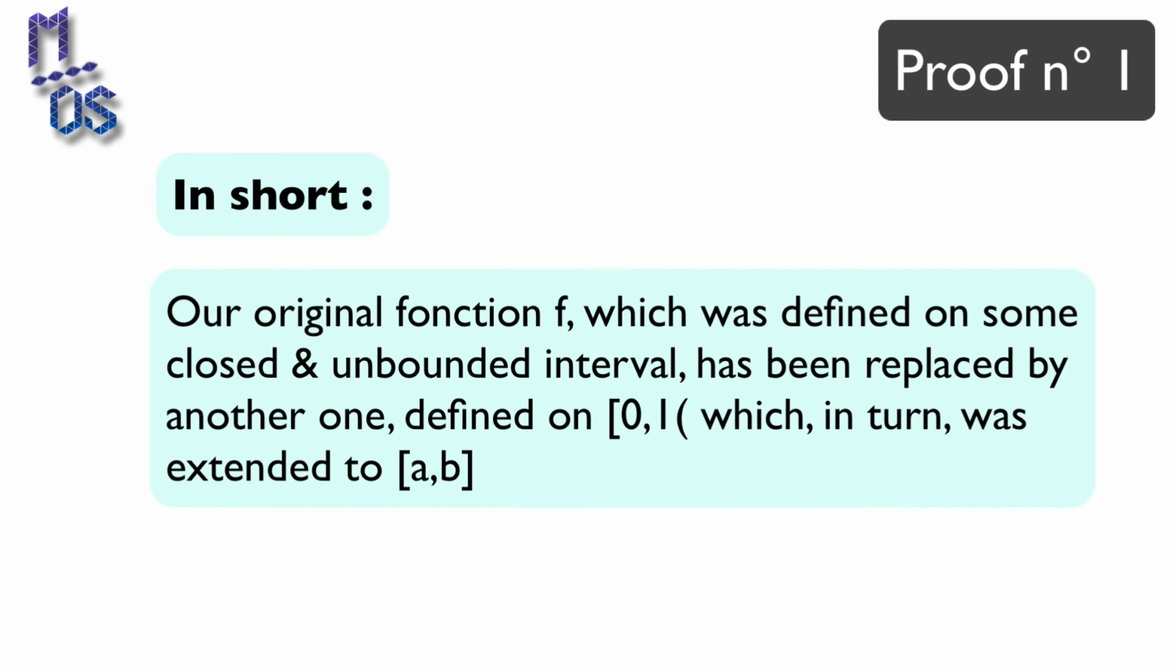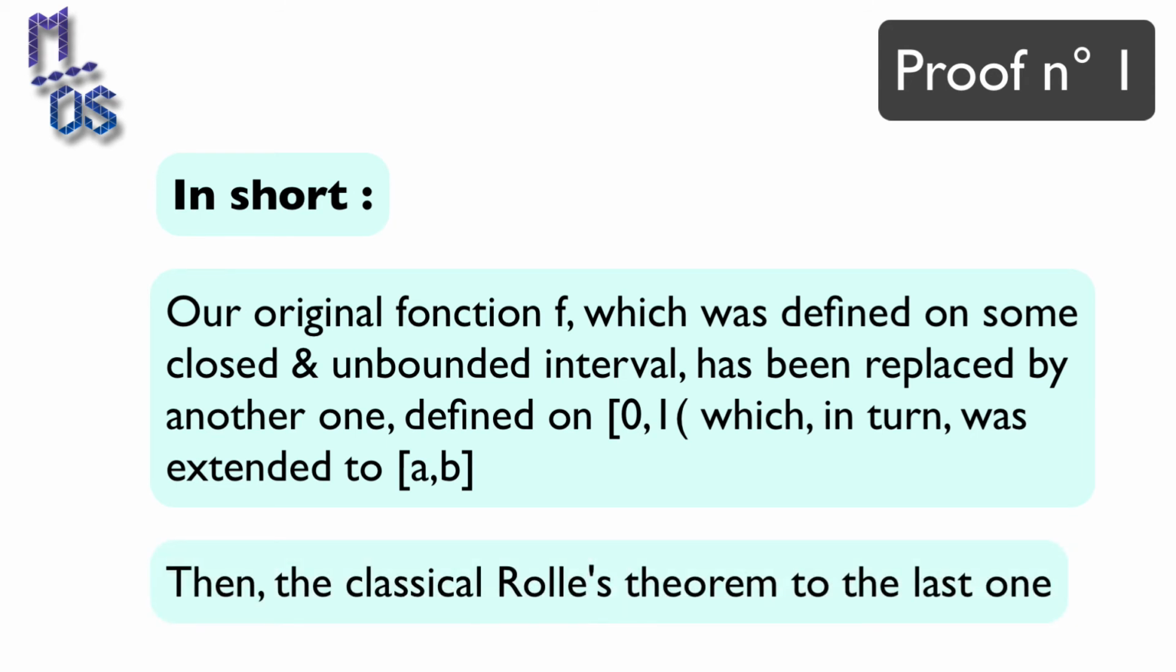In short, the previous change of variable has made the job. Our original function, which was defined on some closed and unbounded interval, has been replaced by another one defined on the bounded right open interval [0, 1), which in turn was extended to a closed bounded interval. And then the classical Rolle's theorem has been applied to that very last function, providing the solution to our problem.